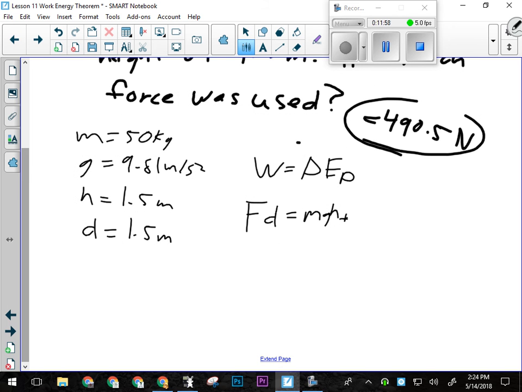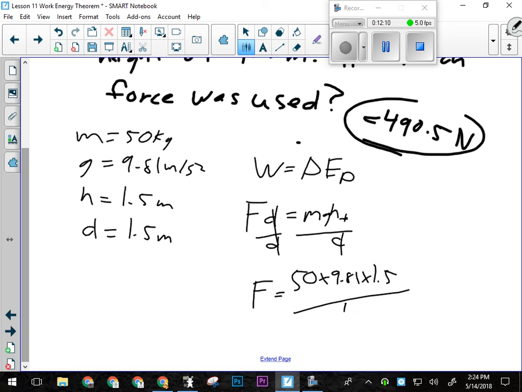So I'm looking for the force, so I'm going to divide both sides by d. Okay, and so we're going to have force equals 50 kilograms times 9.81 times 1.5 divided by 1.5. Well, 1.5's cancel, right? And I end up with just 50 times 9.81, which is 190.5. And that would be newtons, okay, the units for force.